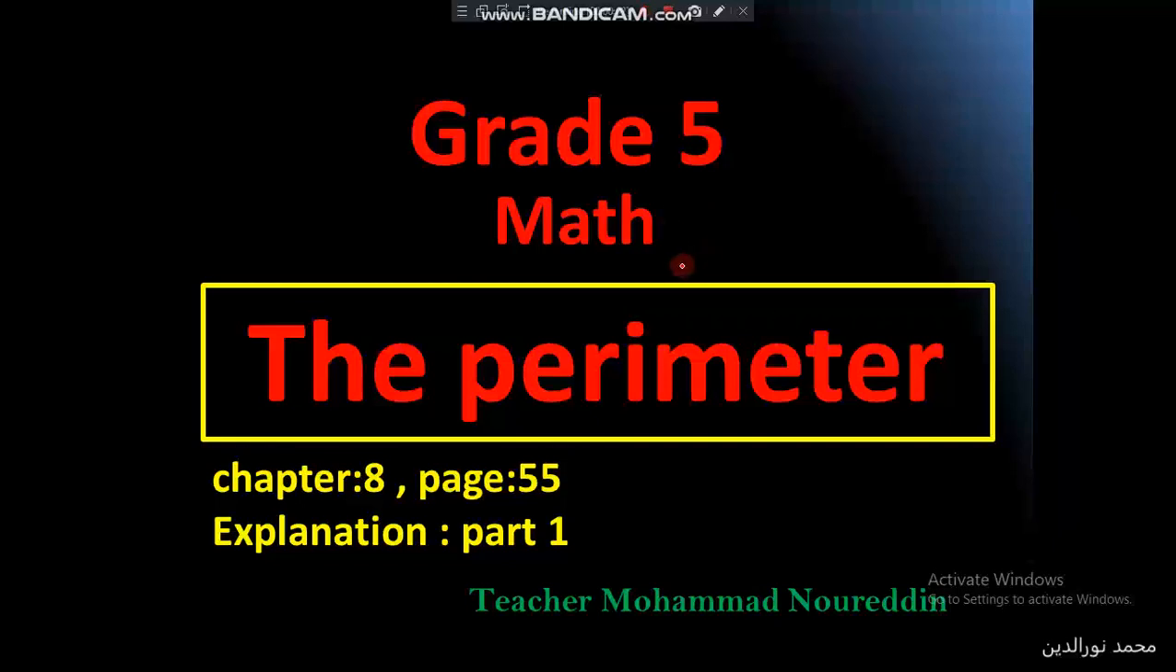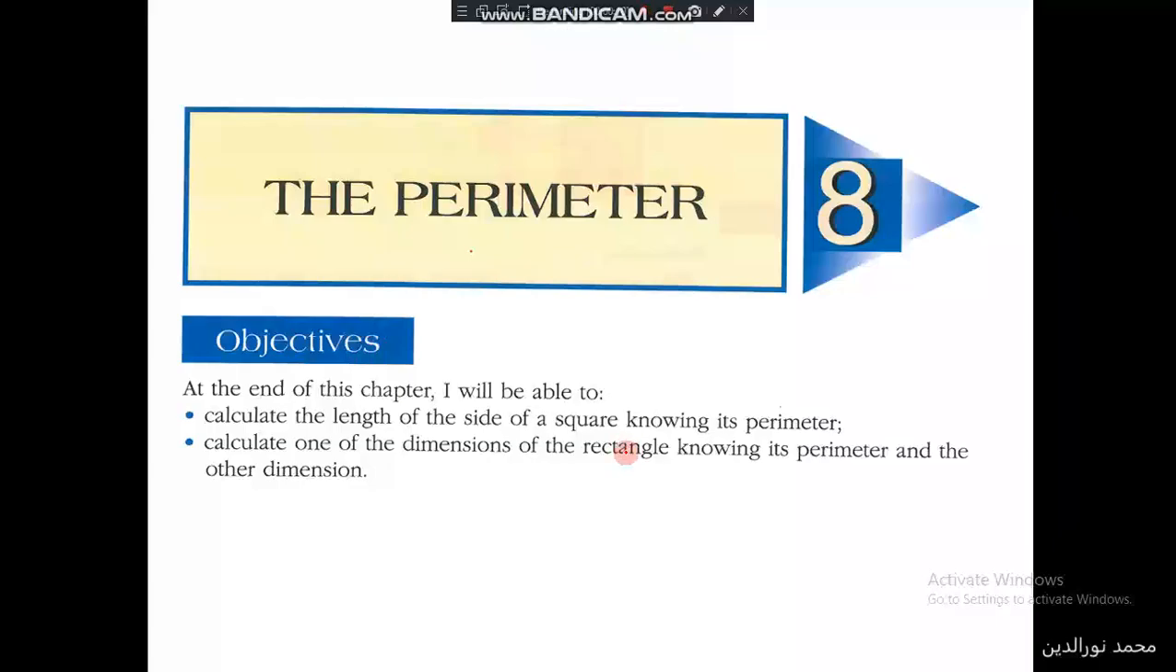Hello grade 5. In this video we are going to explain chapter 8 on page 55, the perimeter. The objectives of this lesson are to calculate the length of the side of a square knowing its perimeter, and to calculate one of the dimensions of a rectangle knowing its perimeter and one other dimension.